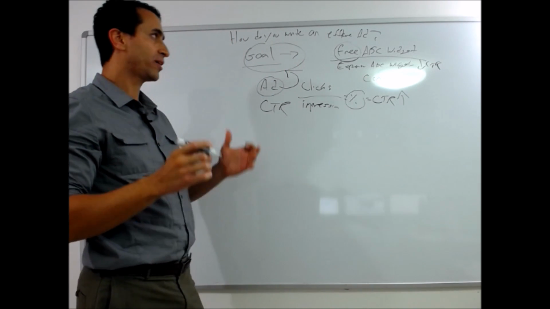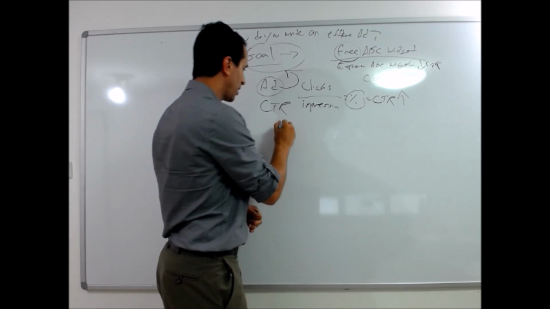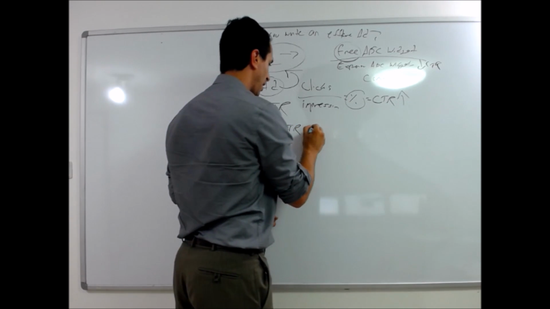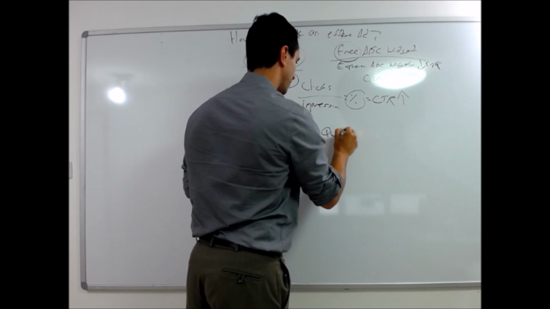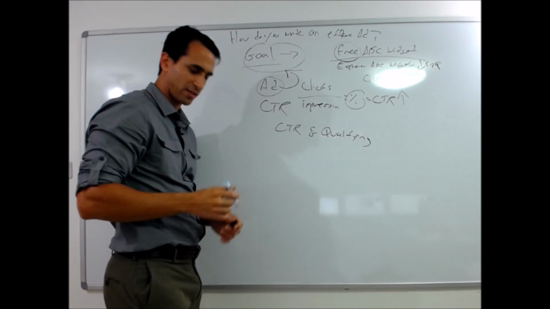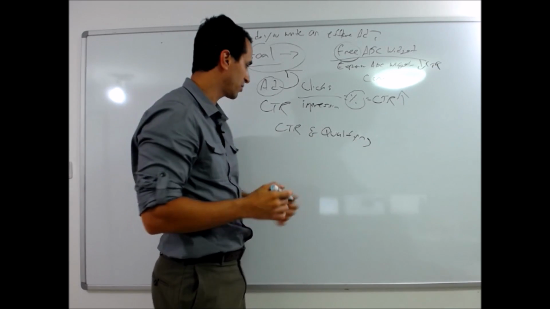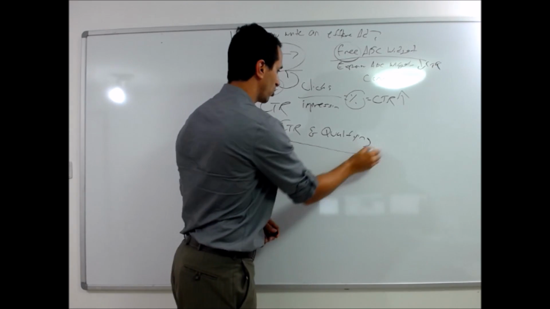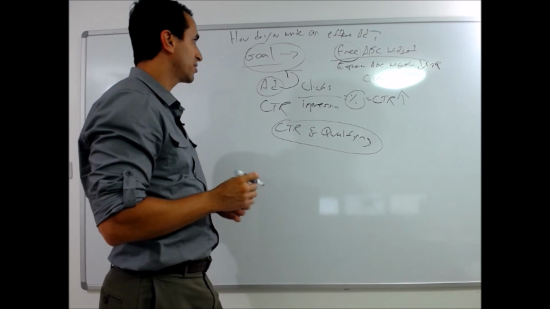So the perfect ad is a good balance between click-through rate and qualifying the traffic, assuming your keywords and match types and all that good stuff are in place. Find a balance between click-through rate and qualifying. That is the perfect ad.